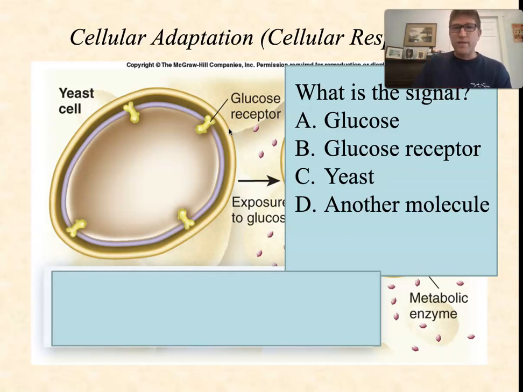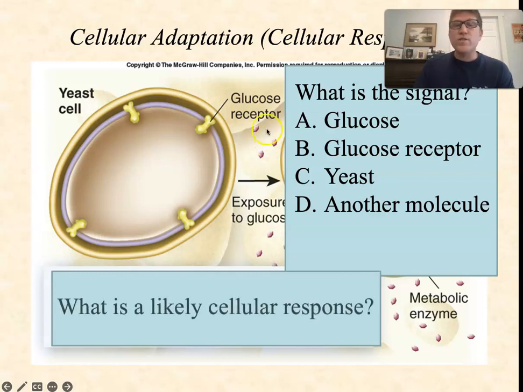Hopefully, based on the way I described how cellular adaptation works, you recognize that the signal for the glucose receptor will be glucose molecules themselves, these little purple guys in the image. And then the question is, well, what's a likely cellular response? If a yeast cell is swimming around out there in the world and its glucose receptors detect glucose, what should it do? What would be an appropriate response?